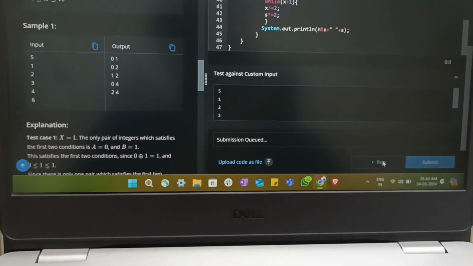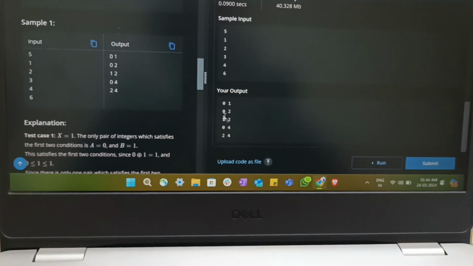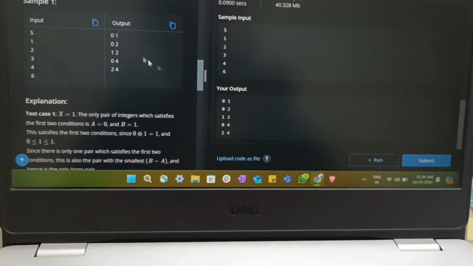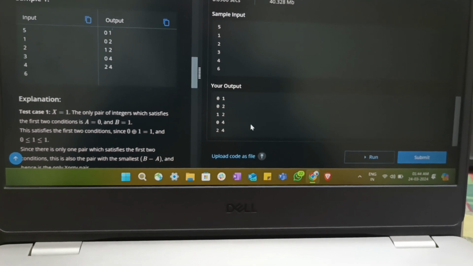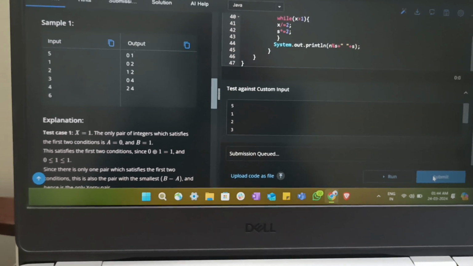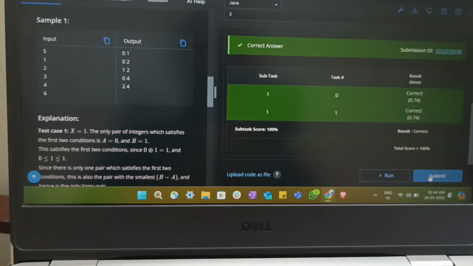Now I am going to run the code. I think this will give the right answer. Yes, 0 1, 0 2, 1 2, 0 4, 0 2 4. Now I am going to submit the code. I think this will get accepted.